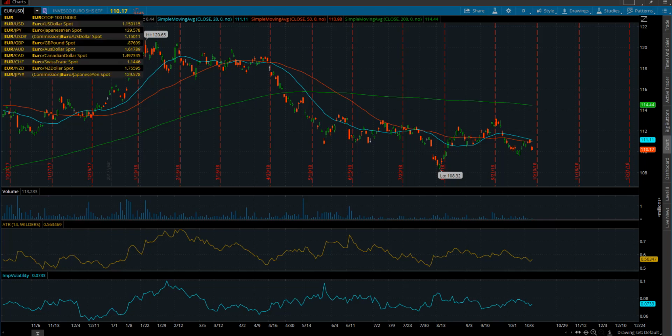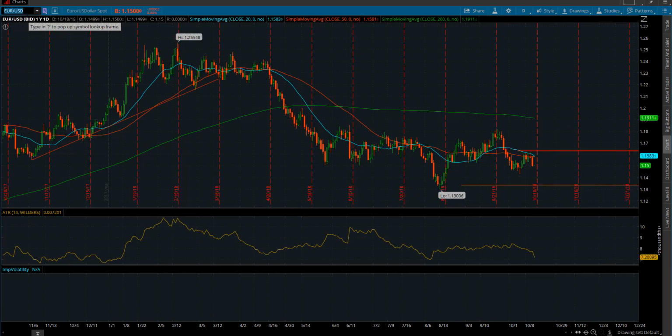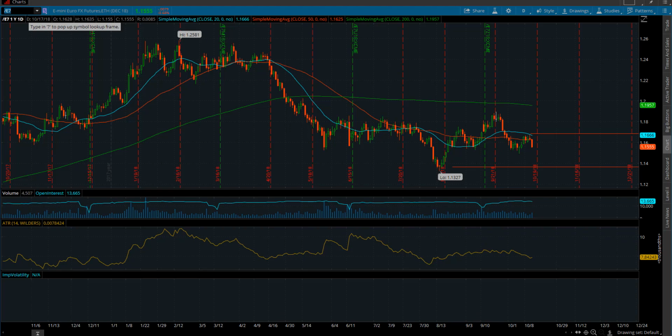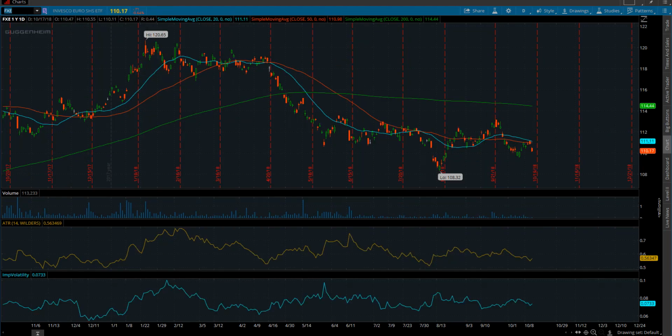You have the Euro USD cross pair, same chart. The E7 E-mini futures contract, same chart, a little bit different numbers. And then FXE, which is a very similar chart, but it's an ETF version of the same product. The euro dollar cross pair is one of the biggest in the world, one of the most important to keep track of, whether you trade it or not.